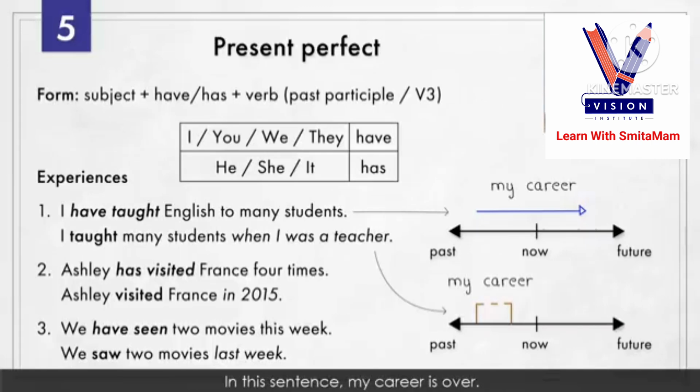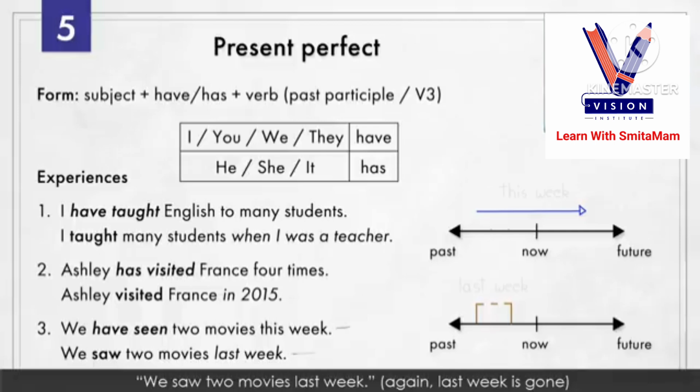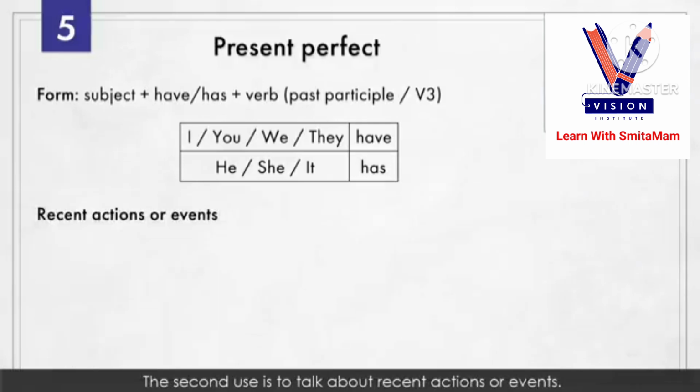In this sentence, my career is over. It means I am not a teacher now. I was for some time. During that time, I taught many students. But then I quit that line of work and became a pop singer. Ashley visited France in 2015. 2015 is in the past. We saw 2 movies last week. Again, last week is gone. So this is the first use of present perfect, to discuss experiences in continuing or ongoing time periods. The second use is to talk about recent actions.